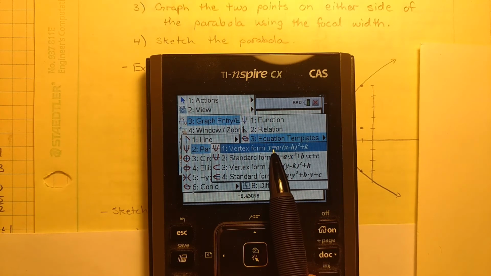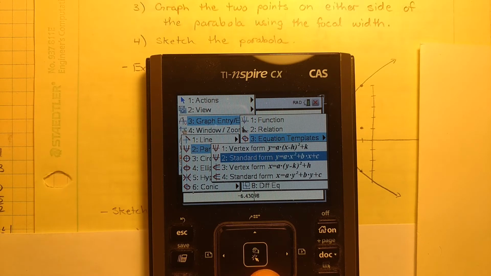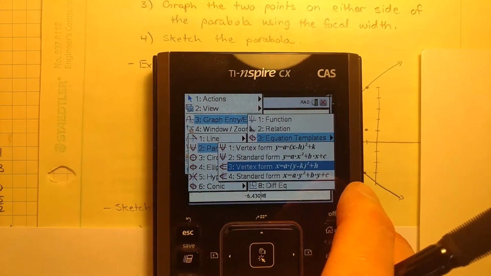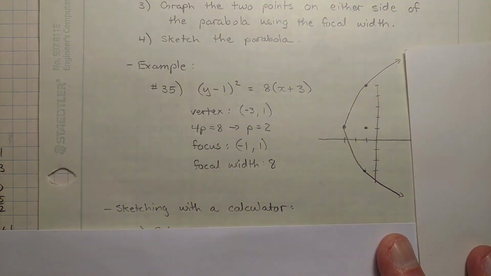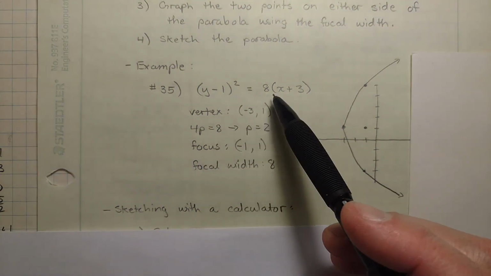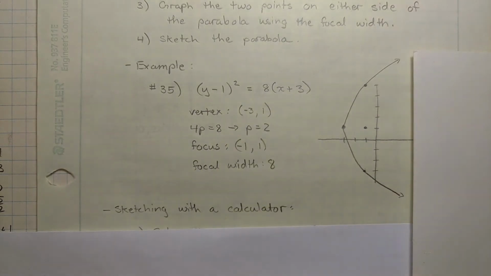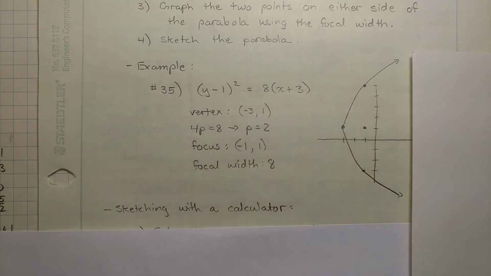And this is a little different vertex form than what you're used to. This is actually one that's been solved for Y. This is the standard form. And this is a vertex form that's been solved for X, like this. The problem with using this is you actually have to solve it for the unsquared variable. So if I wanted to graph this one using the calculator, I would actually have to solve for the unsquared variable. I would have to solve for X. And that's really a lot of work to use that template when it's in this vertex form right here.